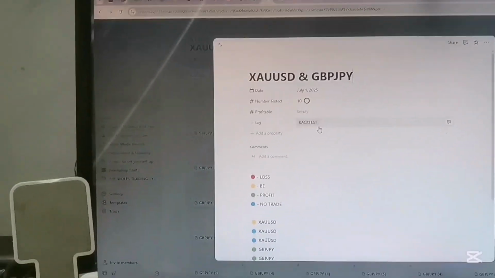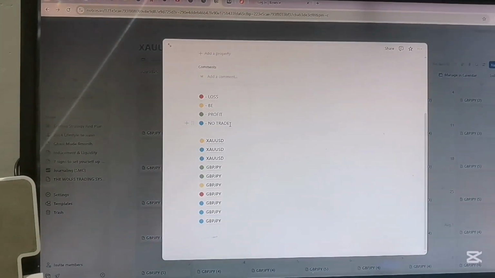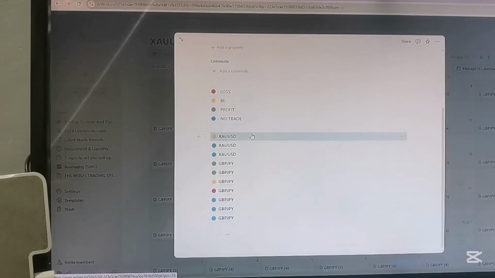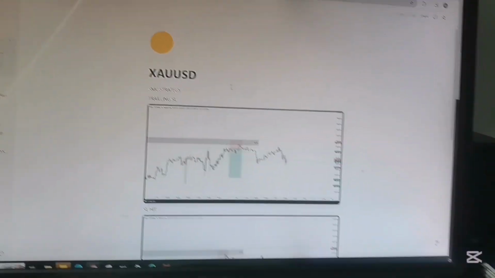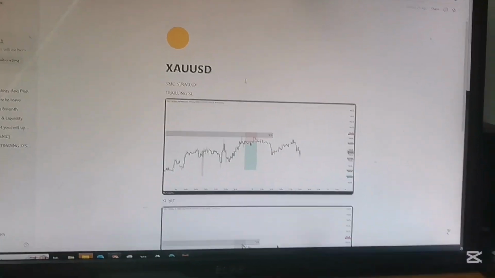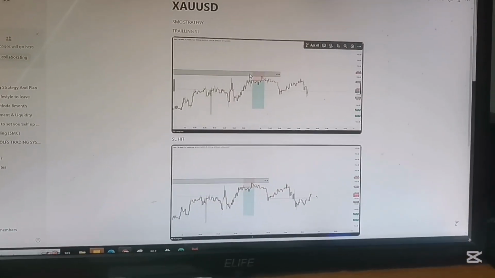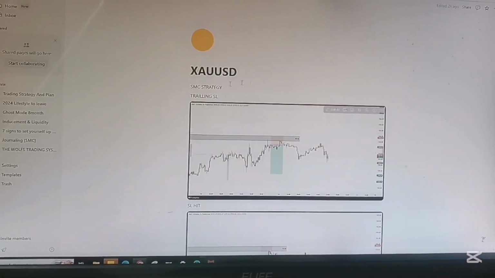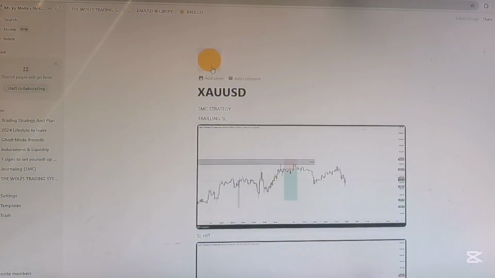I backtested gold and GBP JPY. Gold wasn't giving me the vibe I needed when backtesting. I was really finding challenges finding my analysis, my setups, and also my entries, and I wasn't having that confidence in it. So on this particular trade, you can see gold.